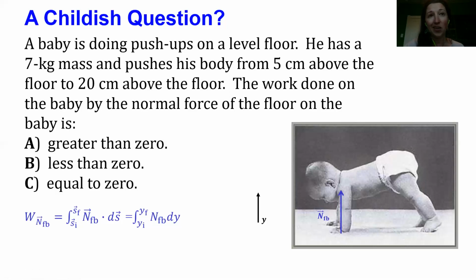So when we take the integral from, say, y equals 0 to y equals 0, we're going to get 0, no matter how big this normal force is. What that means is that if there's no movement here, there's no transfer of energy from the floor to the baby. So the correct answer here is C, that the normal force is doing no work on the baby.